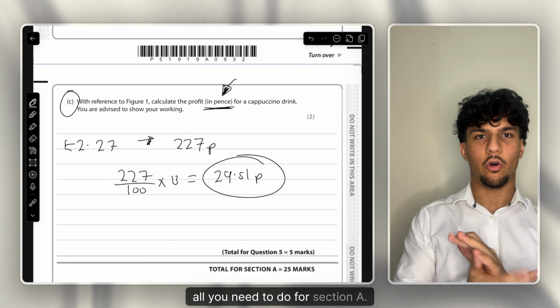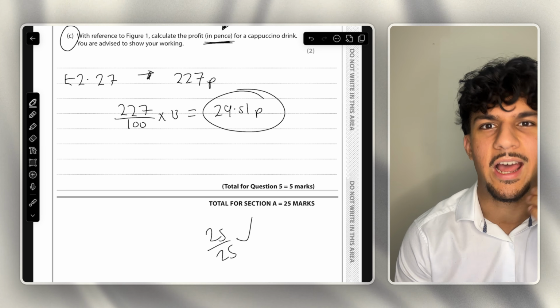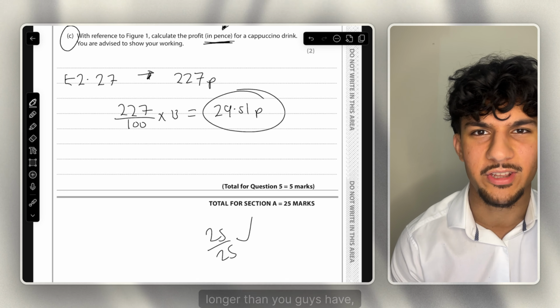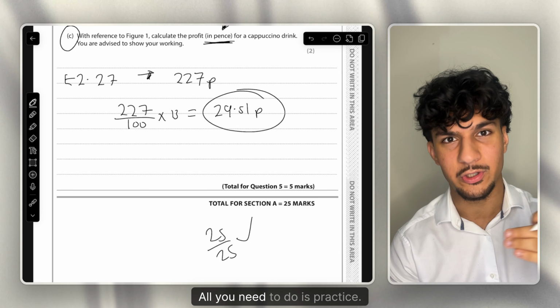That's all you need to do for section A. So that is how to get 25 out of 25 on your section A. Now, of course, I've been doing economics a lot longer than you guys have, so it comes quite easy to me, but I've seen it with my students. All you need to do is practice.